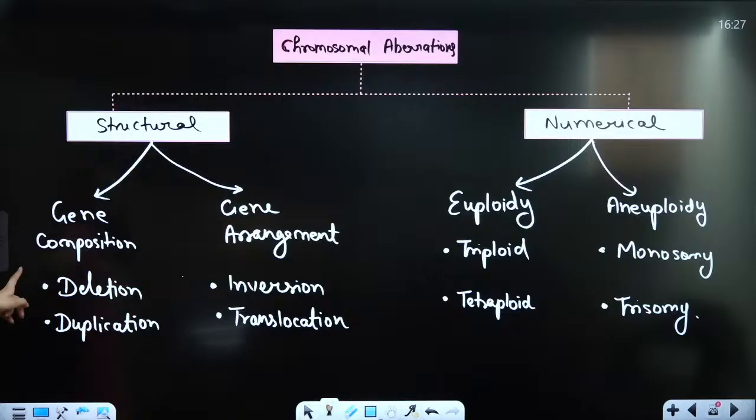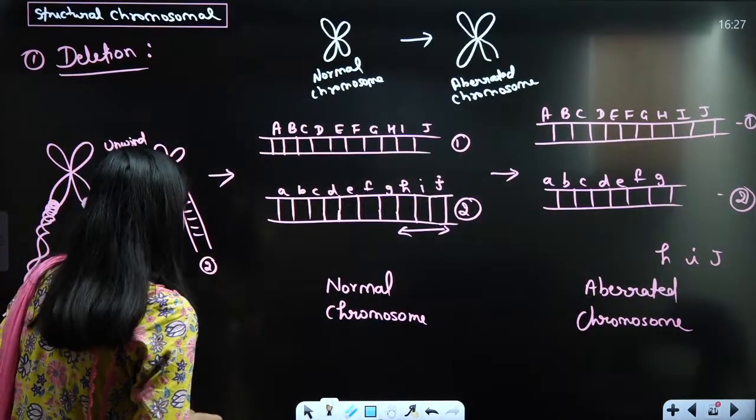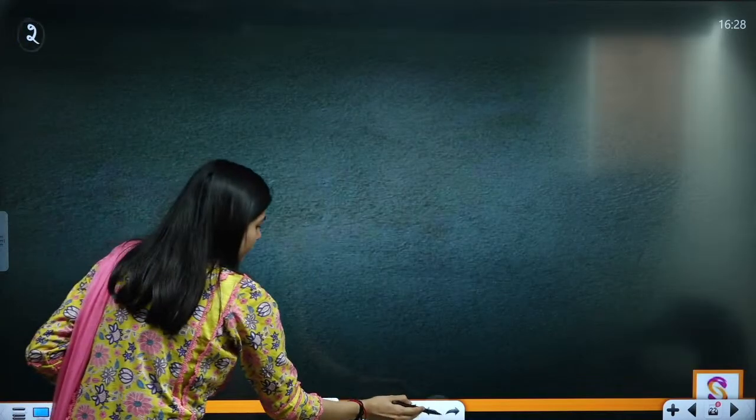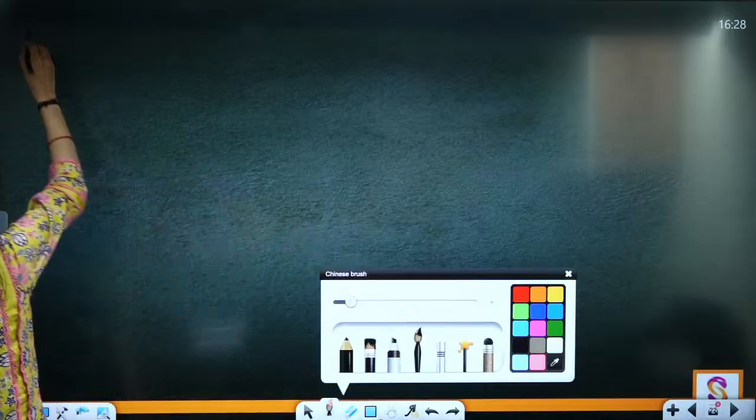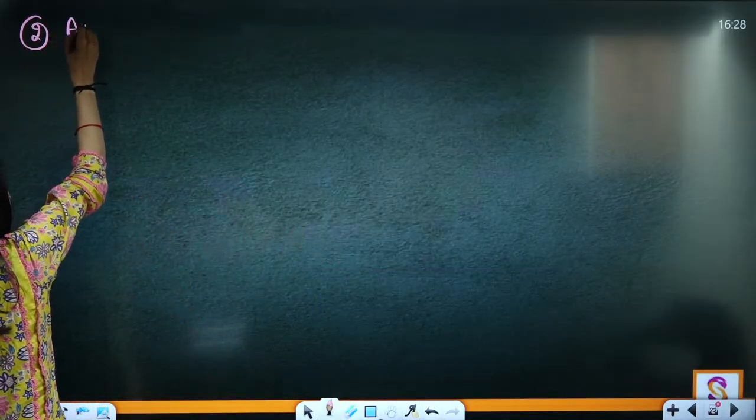Now we have understood deletion. Now let's try to understand the duplication. Duplication is also specified by the name addition. I mean, there is going to be some addition, something used to be added upon. So this one is deletion. Let me specify the second one: addition or duplication.